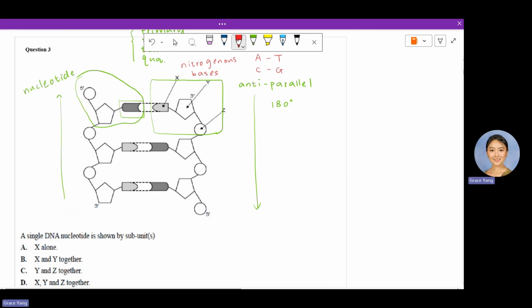What about Y? Well, Y is the ribose sugar. So last but not least, we have Z. Z is the phosphate group.